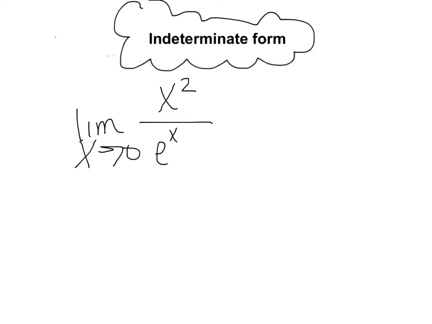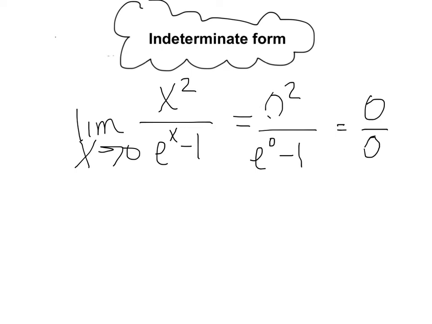So let's say we wanted to take the limit as x goes to 0 of x squared over e to the x minus 1. Now, when we substitute in 0 here, we would have 0 squared over e to the 0 minus 1. So we get 0 over, now e to the 0 is 1, so 1 minus 1 is 0. Now, I know you might be quick to rush and say, well, 0 over 0, anything divided by 0 is undefined. But we can't be so sure about that.